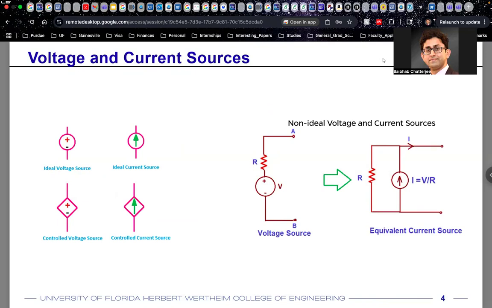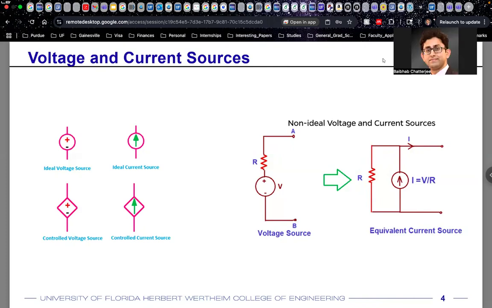If you're looking at a dependent voltage source, it may look something like this. If this is a DC voltage source, that's how an independent voltage source will look. If it is a dependent voltage source, generally the symbol looks like this. Similarly, a current source may look like this if it is independent, and if it is dependent, generally you represent it like this.